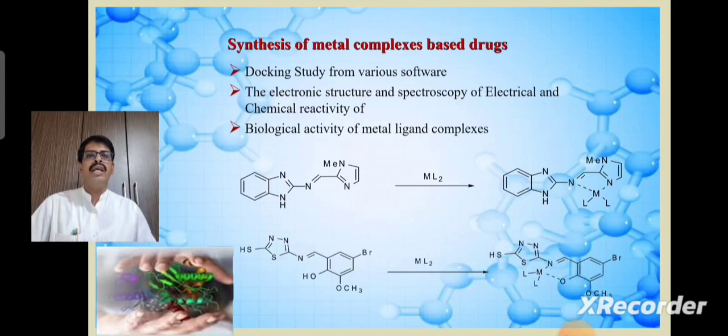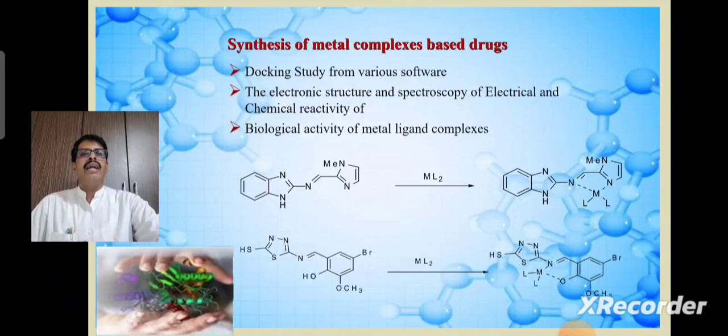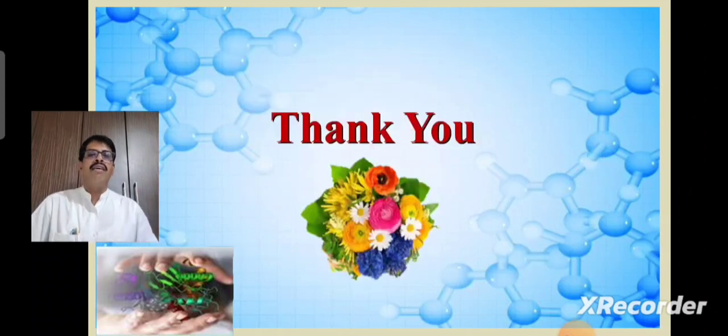Here we have to see the two schemes in which the metal is treated with ligand first, and the metal complex gives the compound called the complex compound, which is studied for its biological, anti-cancer, anti-malarial, anti-inflammatory properties.